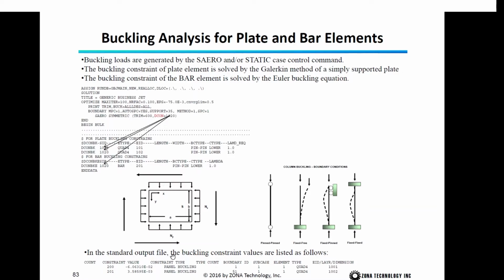In the standard output file, the buckling constraint values look as below. It tells you the constraint count, the value, constraint type, the boundary condition, the case, the subcase, what kind of element, and the element ID.